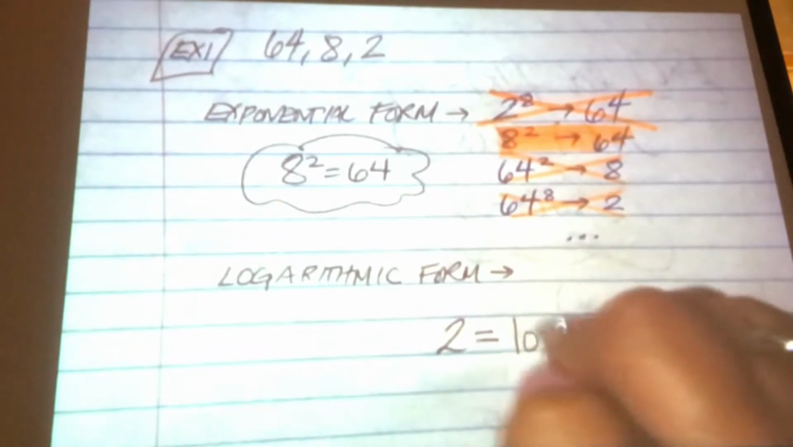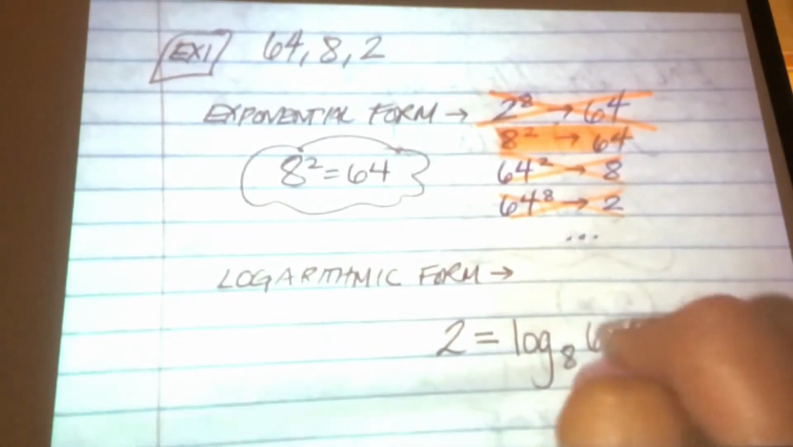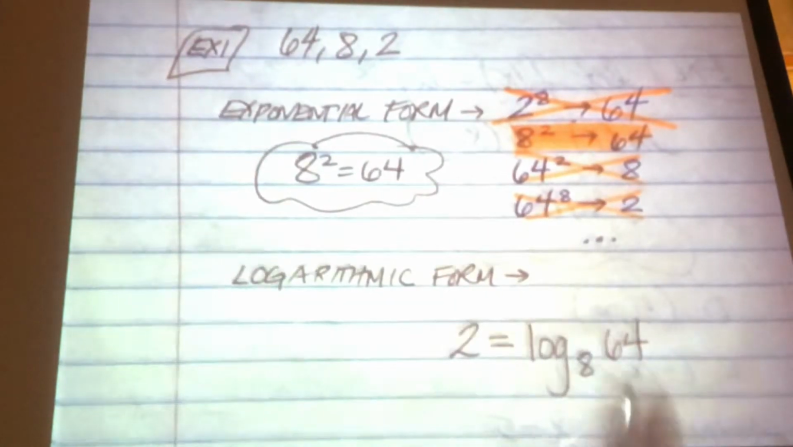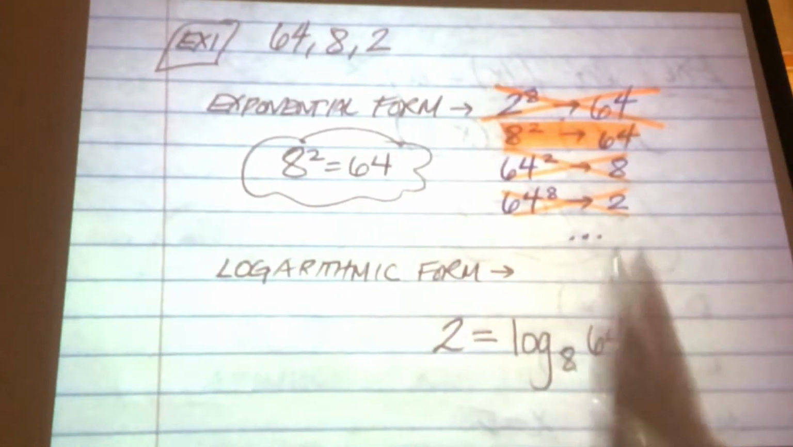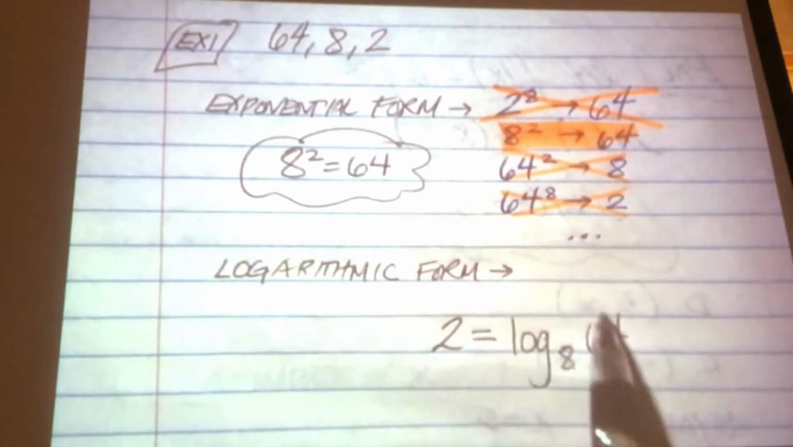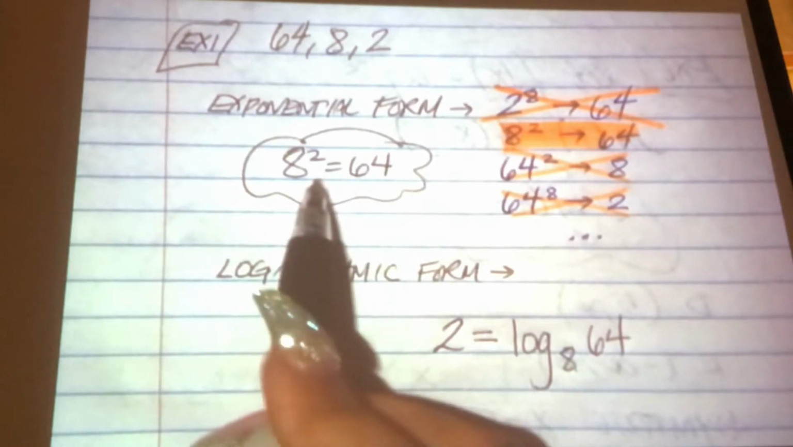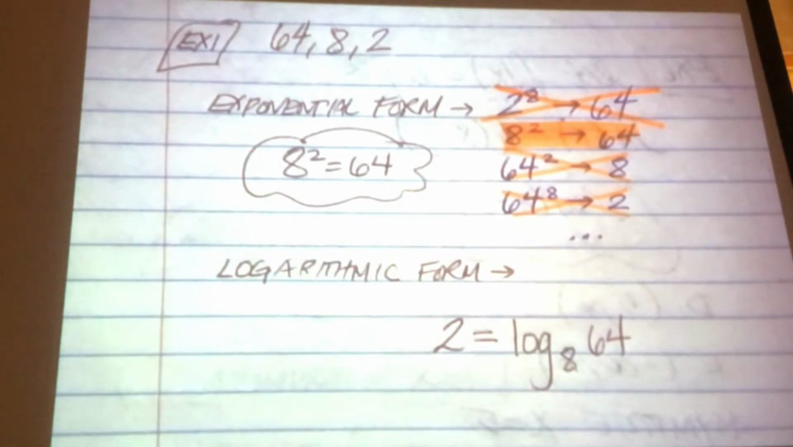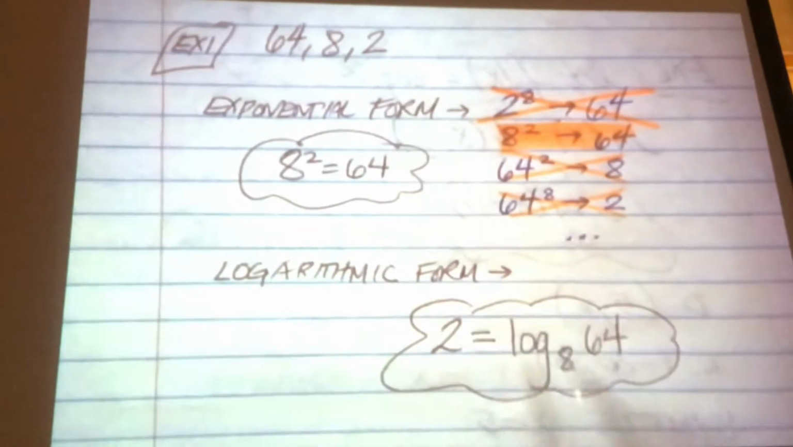So now we just have log base 8 of 64. And the reason why the 8 is down here is because if I were to do the piggyback, 8 squared equals 64, which is what I said was in my exponential function. So if I want to write this in logarithmic form, this is how it looks.